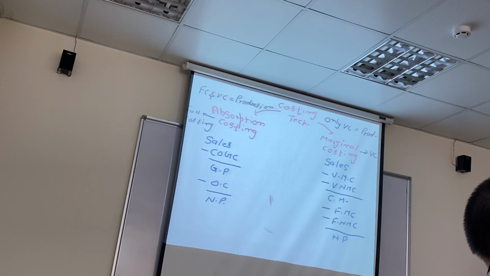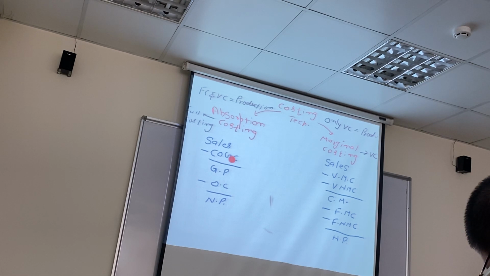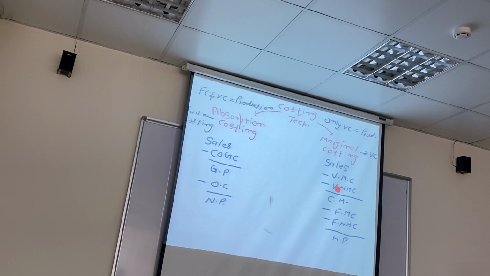Here, cost allocation on behalf of manufacturing. Here, cost allocation on behalf of manufacturing and non-manufacturing. And here, allocation on behalf of variable and fixed. Right? The idea is that fixed and variable are both part of production in absorption costing: overheads, fixed; direct material, variable. But here, only variable manufacturing cost is part of production, and only variable non-manufacturing cost is part of sales.